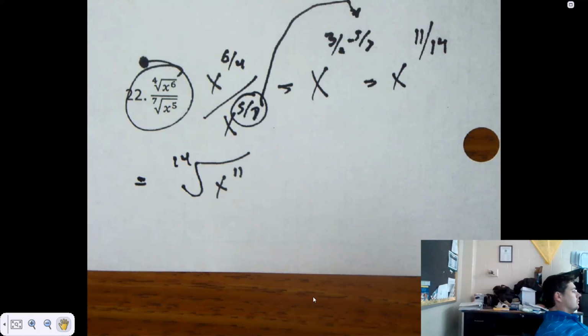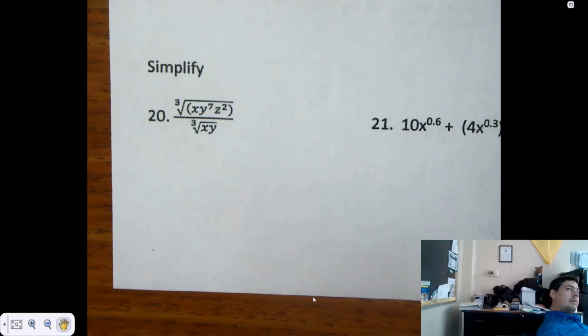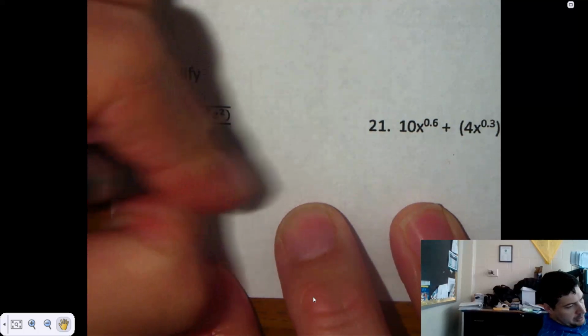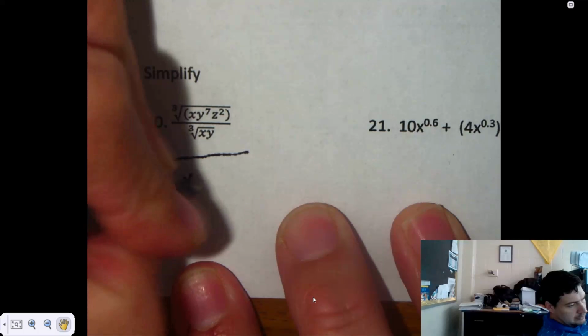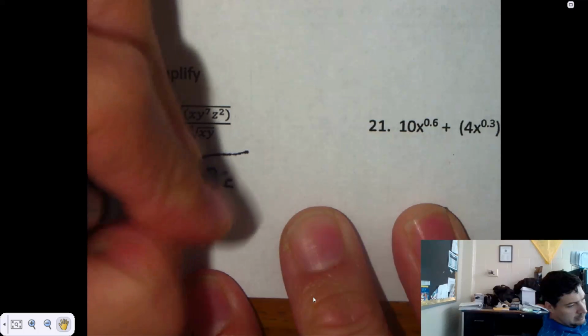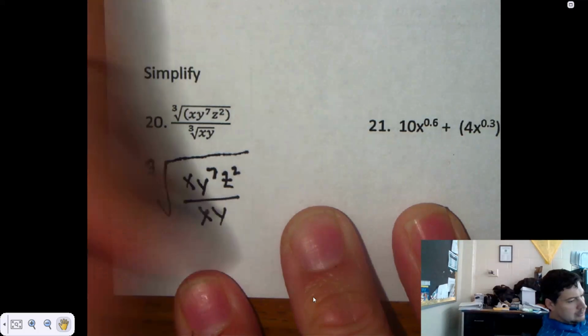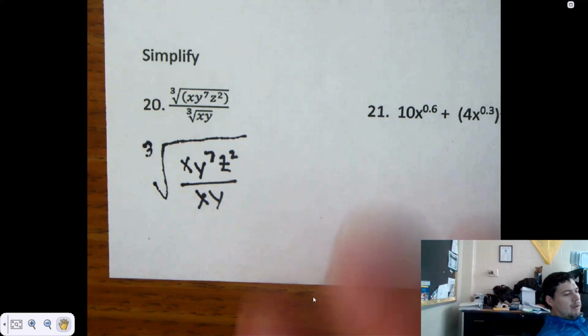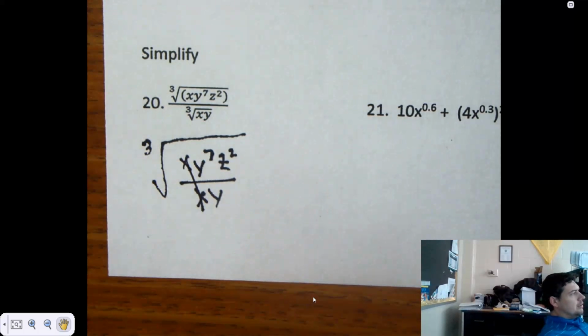What number? 20. What I would do on 20 is, since the top is a cubed root and the bottom is a cubed root, I'd view it as one big cubed root. Because then you'll see what you can do. You may not realize it when you first look at it, but can't you throw away the x's? Once you rewrite it as a big root, you can start seeing that there's stuff you can do.